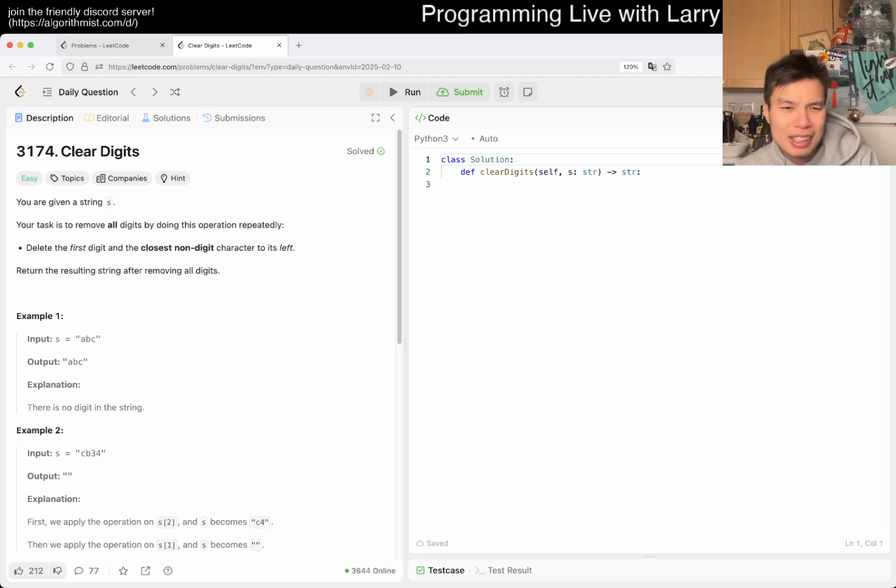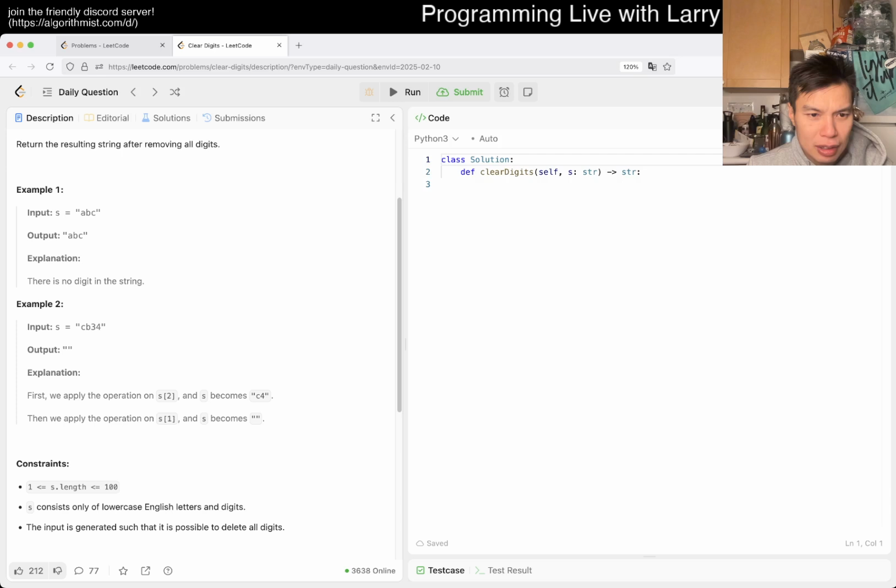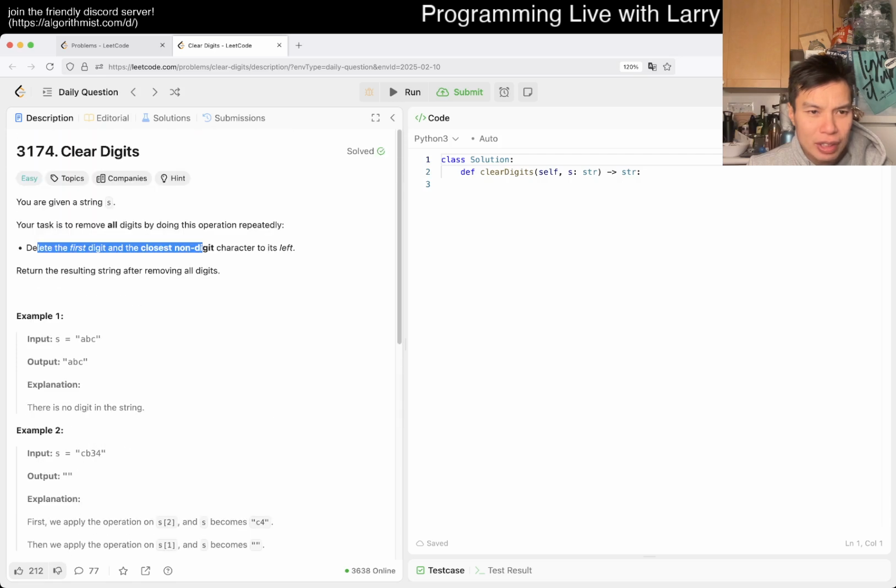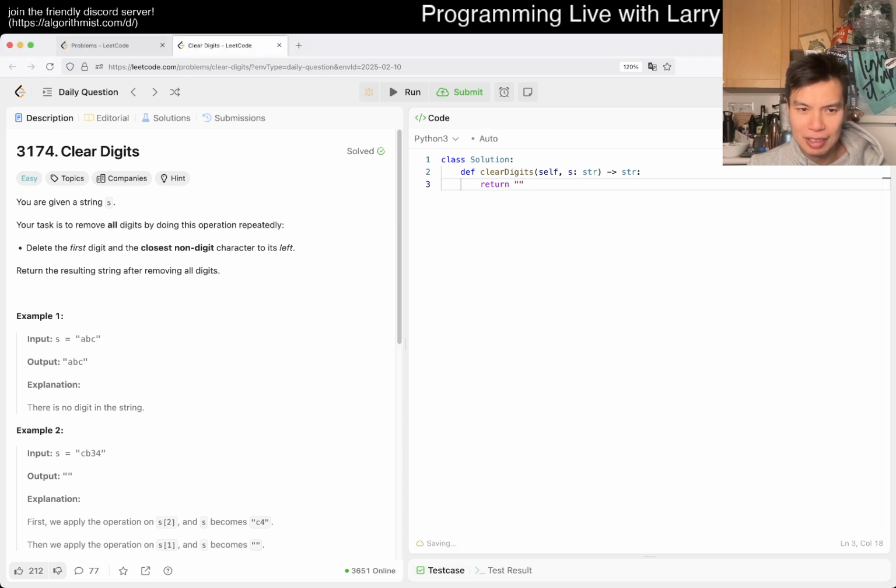I feel like it seems pretty straightforward, but it's a little bit awkward. Can you always do that? I think that's the question, right? Non-digit character to its left. What if there are no characters to its left? Not that there are no digits.